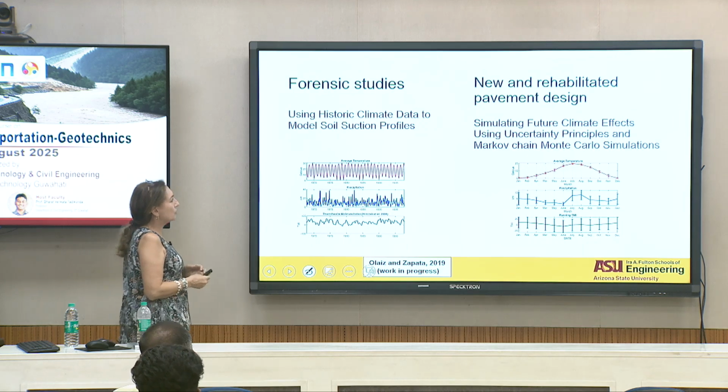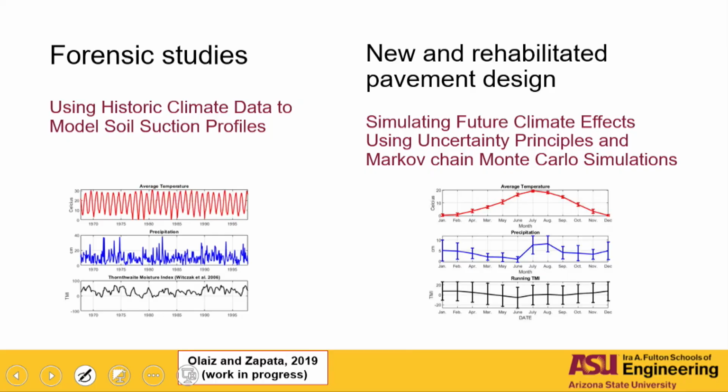Okay, so how do we use this data? We can use it in two different ways. One, we can use historic climatic data. The data that we do have is historic, right? We don't know what's going to happen tomorrow, but we have historic data to figure out probably the soil suction profiles.